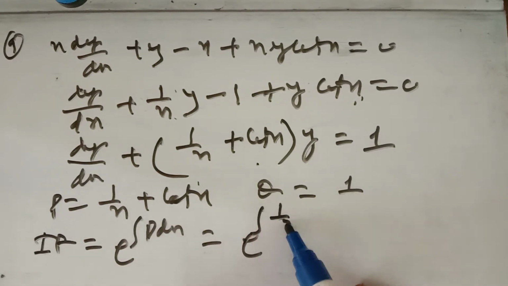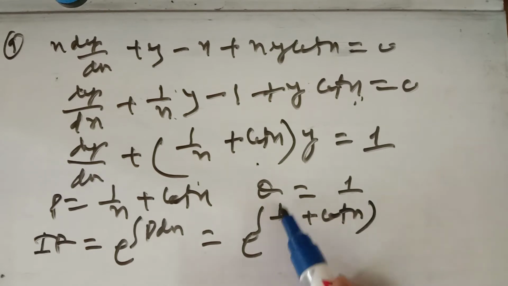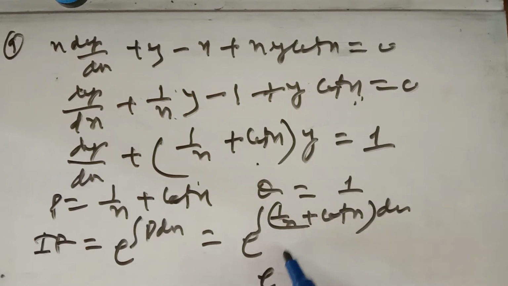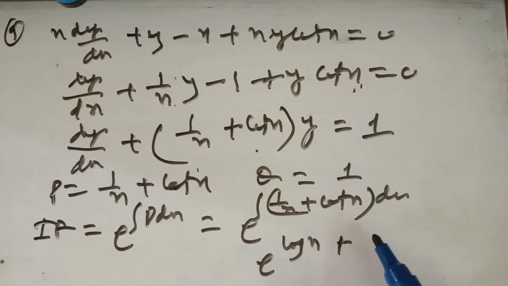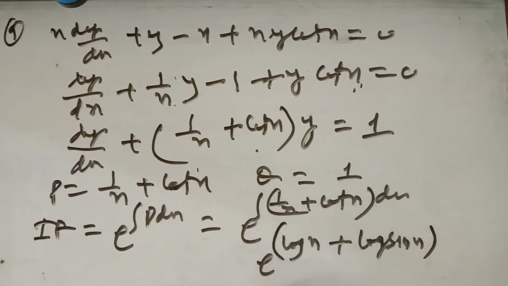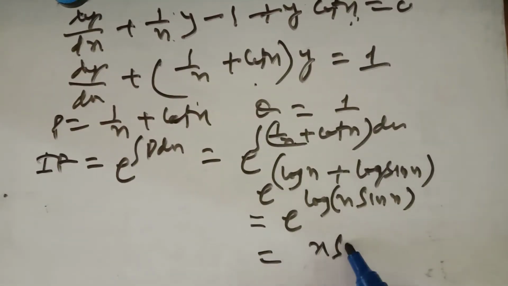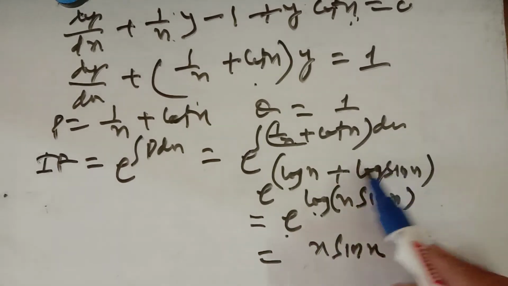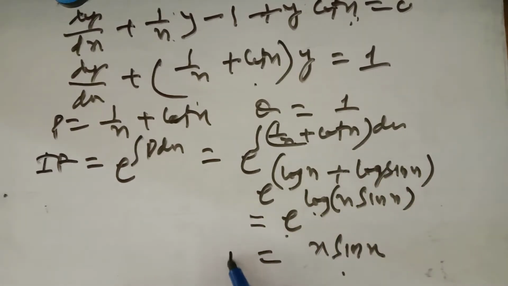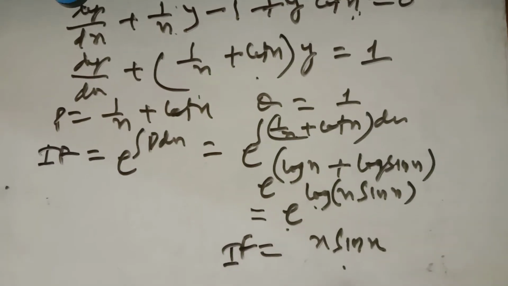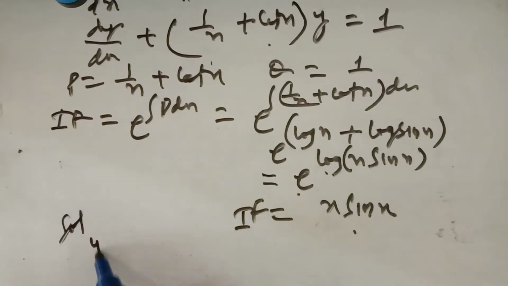that is e raised to the power integration of 1 upon x plus cot x with respect to x. We know the integration of 1 upon x is log x, and the integration of cot x is log sin x. So using the properties of the log, it will be log of x sin x. In the power it will get multiplied, and we know that e raised to the power log x is equal to x. So its integrating factor is coming out to be x sin x.